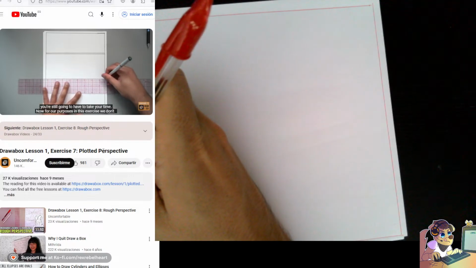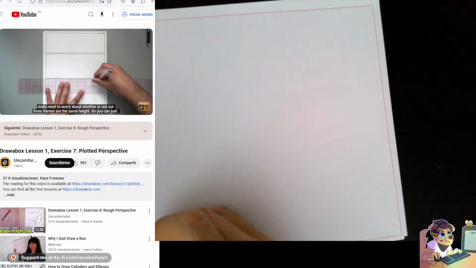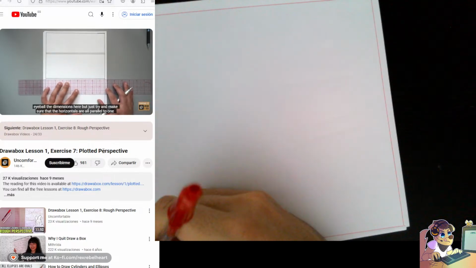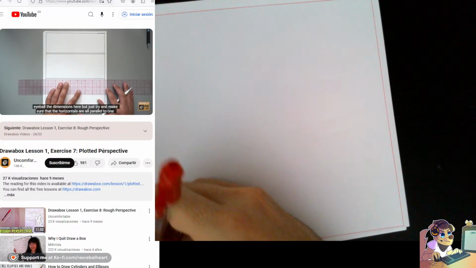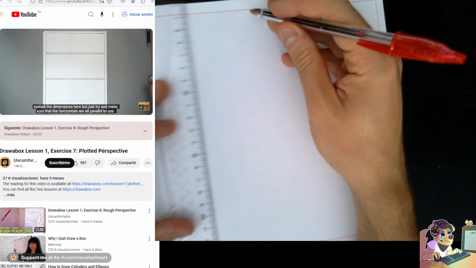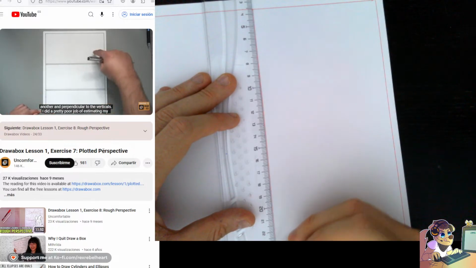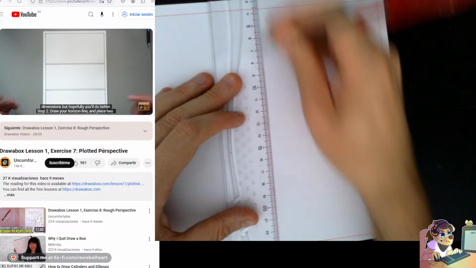Now, for our purposes in this exercise, we don't really need to worry about whether or not our 3 frames are the same height. So you can just eyeball the dimensions here, but just try and make sure that the horizontals are all parallel to one another and perpendicular to the verticals. I did a pretty poor job of estimating my dimensions, but hopefully you'll do better.